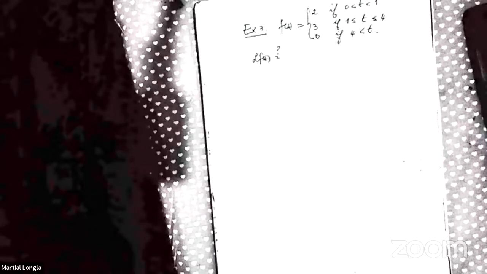Anyone with the right answer? Want to try, Preston? Yeah, I can. Okay, go ahead. So your F of s is going to be the integral from 0 to 1 of 2 e to the negative st dt, plus the integral from 1 to 4 of 3 e to the negative st dt, plus 4 to infinity, 0 e to the negative st dt. That's it.